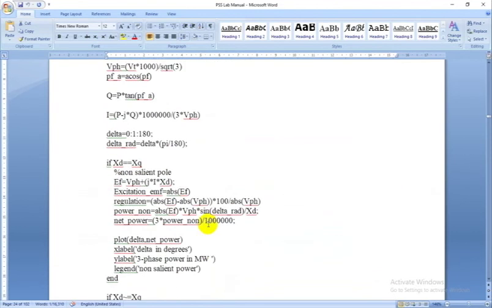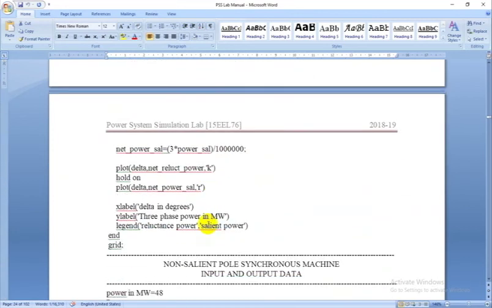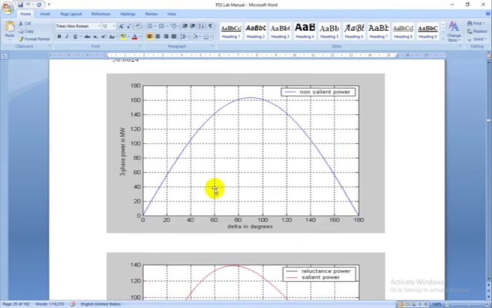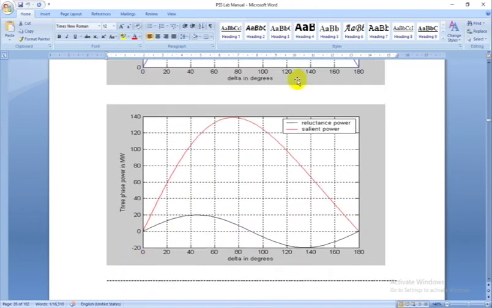As we did for the non-salient pole machine, similarly we do the coding for the salient pole machine, and we get the power output in megawatts for 3 phase, that is 3 times the single phase power divided by 10 to the power of 6, and you are plotting 2 things. The x-axis remains the same, delta, then the reluctance power, and on the same y-axis you are plotting one more plot, that is the useful power. This is how the graph will look for a salient pole machine.